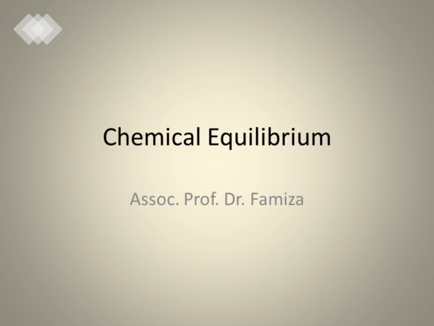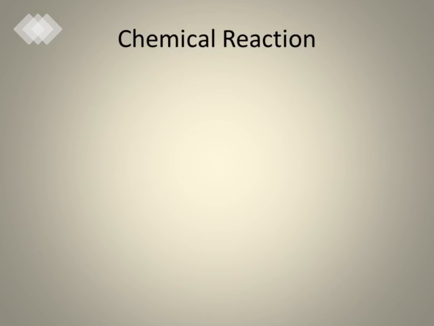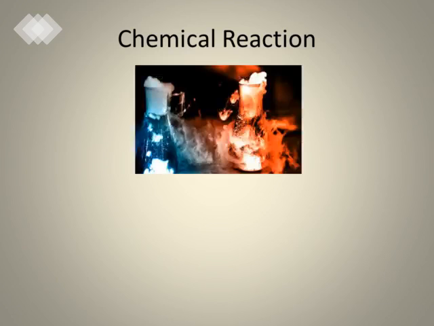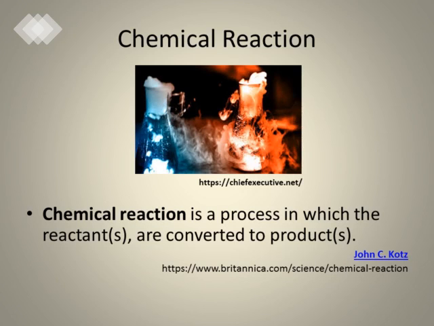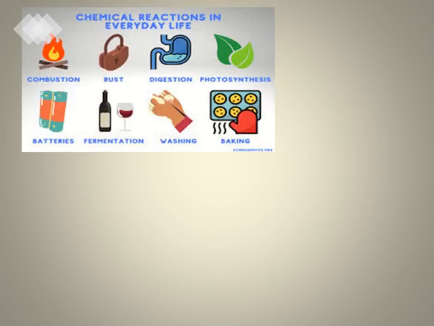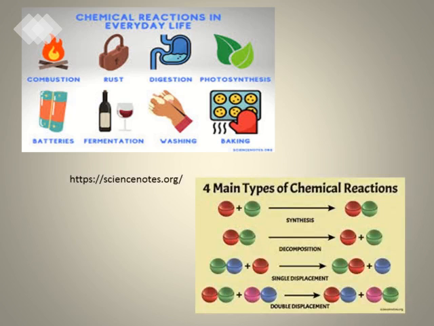We will continue our topic on chemical equilibrium. But before that, let us recap what is chemical reaction. Chemical reaction is a process in which the reactants are converted into products. There are many types of chemical reactions involved in our daily life, such as combustion, photosynthesis, etc. Generally, there are four types of chemical reaction: the synthesis, decomposition, single displacement, or double displacement.